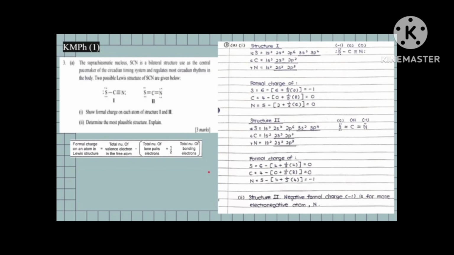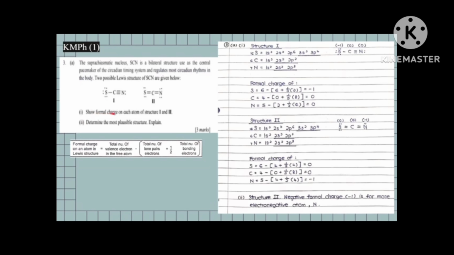Everyone, today I'll be presenting a question from KMPH. 3A. The suprachiasmatic nucleus, SCN, is a bilateral structure used as the central pacemaker of the circadian timing system and regulates most circadian rhythms in the body. Two possible Lewis structures of SCN are given below. This is structure 1 and this is structure 2.